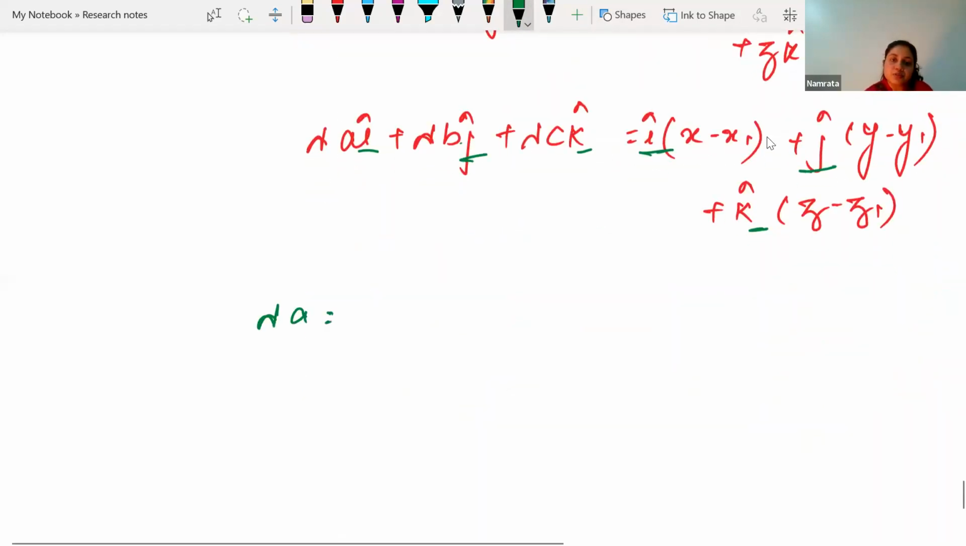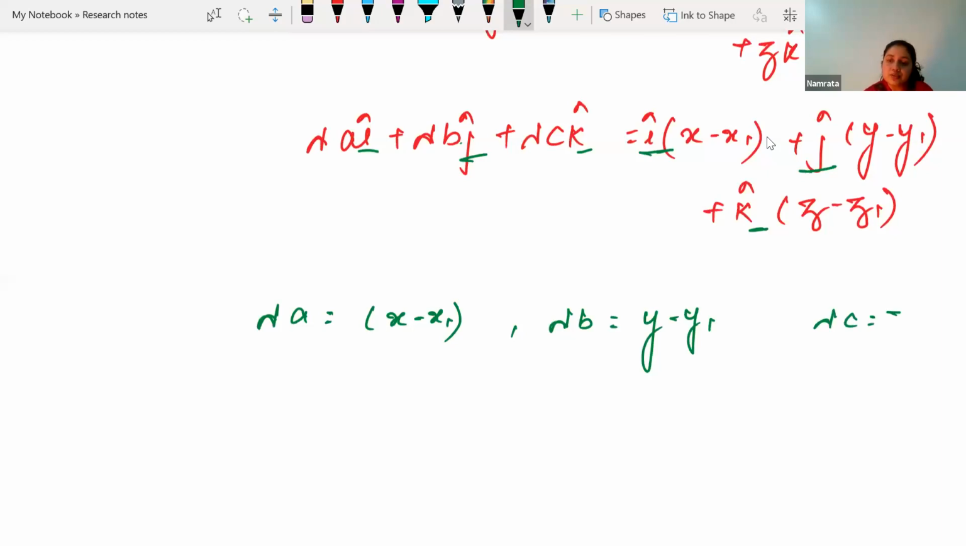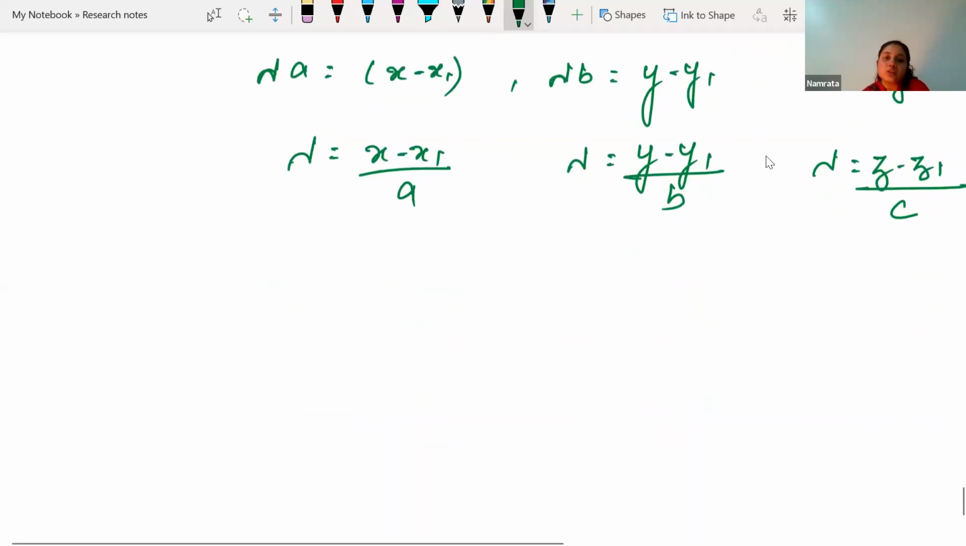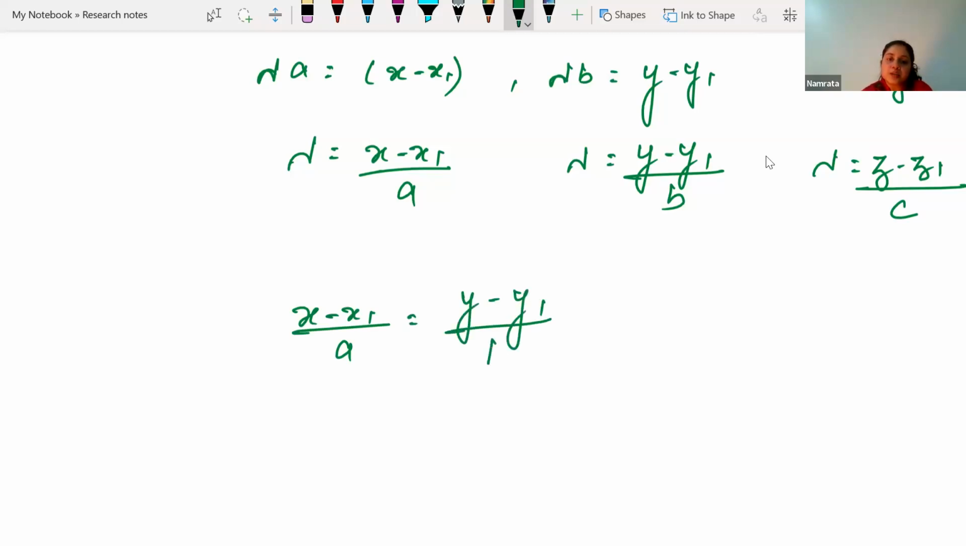So lambda a equals x minus x1, lambda b equals y minus y1, and lambda c equals z minus z1. If we find the lambda value, lambda equals (x minus x1) over a, lambda equals (y minus y1) over b, and lambda equals (z minus z1) over c. Now all are values of lambda, so we can say (x minus x1) over a equals (y minus y1) over b equals (z minus z1) over c. This is the equation of a line passing through a point whose coordinates we have taken as x1, y1, z1. So this is the equation of a line in Cartesian form.